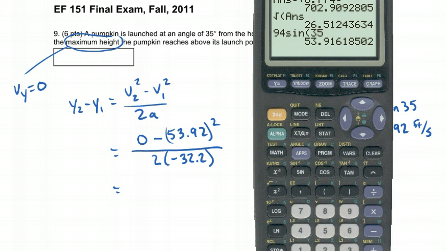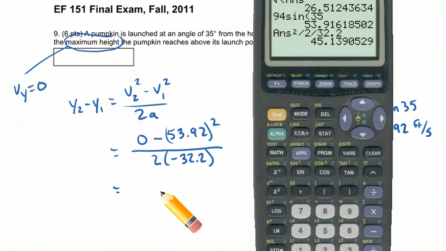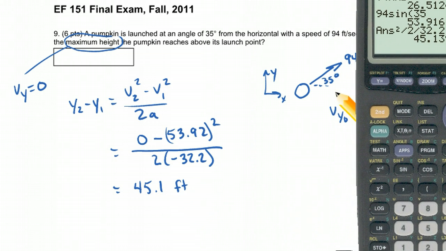Okay, and coming back to the calculator, let's see, the negative sign on top, a negative sign on bottom, those will cancel out. We'll just square our previous value and divide by 2 and divide by 32.2. 45.1 is the max height of that pumpkin shot at that angle. That's in units of feet.